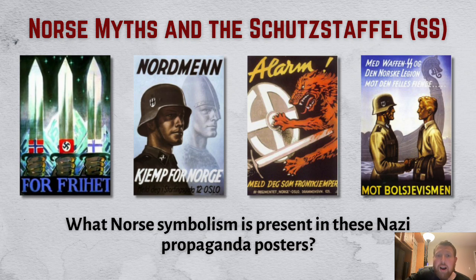All right, the Schutzstaffel, commonly known as the SS. This was a paramilitary organization under Adolf Hitler and the Nazi Party. It was originally established as Hitler's personal bodyguards, but it grew to serve a variety of roles, including overseeing concentration camps, executing internal security, and carrying out the mass murder of Jews and other groups that were deemed undesirable by the Nazi regime.